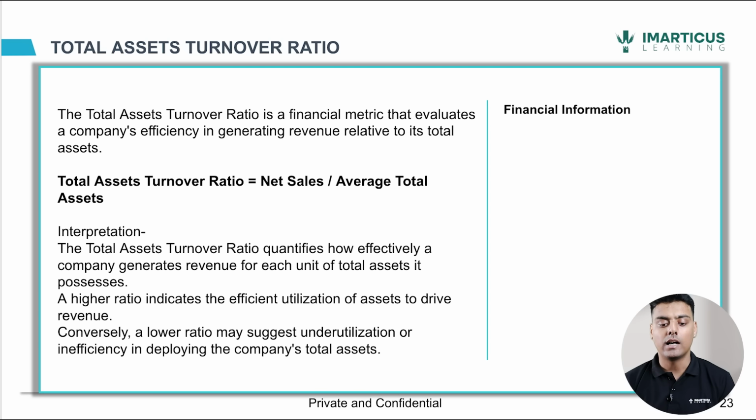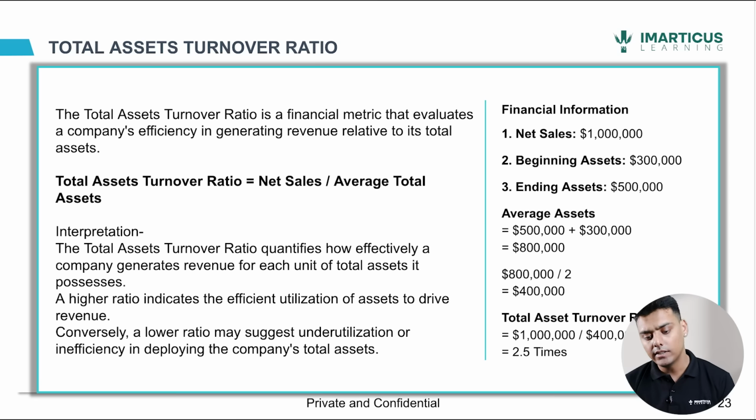This ratio tells us how effectively we are able to use our assets to generate sales. Unlike the property, plant, equipment ratio, which only focused on property, plant, equipment, the total asset turnover ratio focuses on total assets. Let's look at the numerical.